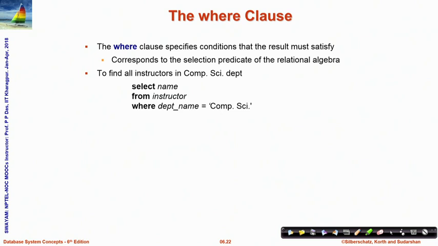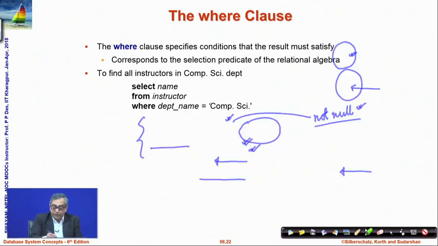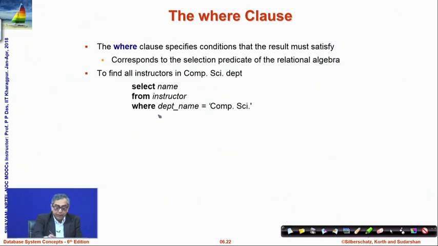Here is an example. If we want to find all instructors from the instructor table who are associated with the computer science department, then you can say select name from instructor, and to specify that they are from the computer science department, you will specify department name is equal to computer science. So, this will ensure that you select the records only when this condition is satisfied. So, all records for which department name is different from computer science will not be included here.